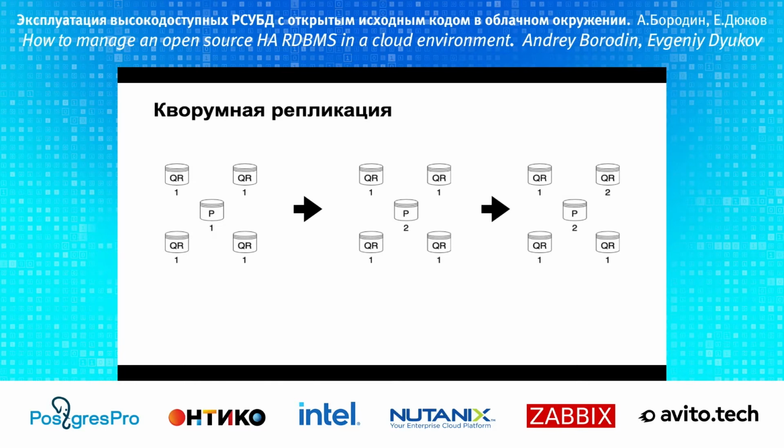First, let me remind you what this is and why we need it. Let's have a look at this cluster with 5 nodes. One primary, the rest are replicas. When we commit on primary, LSN increases. In this case, from 1 to 2.